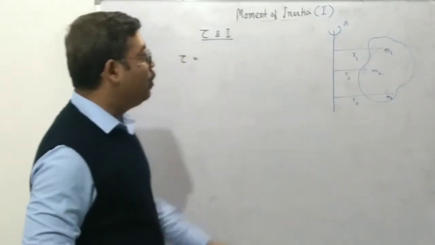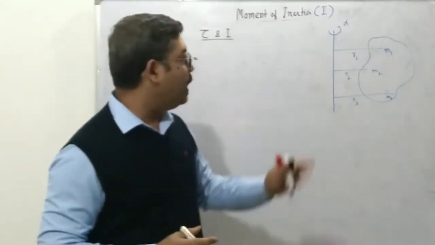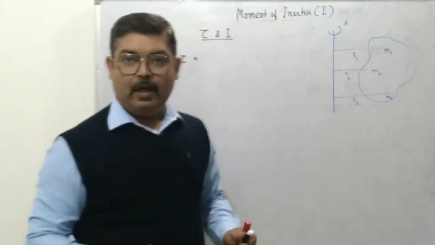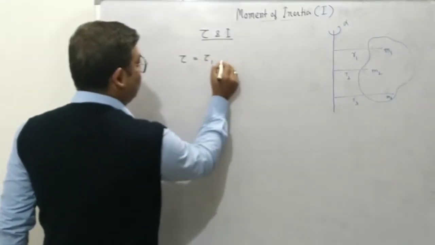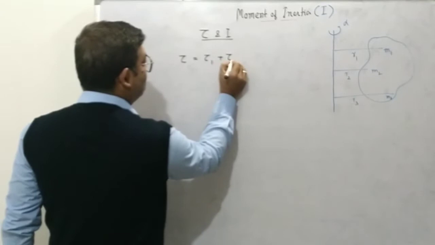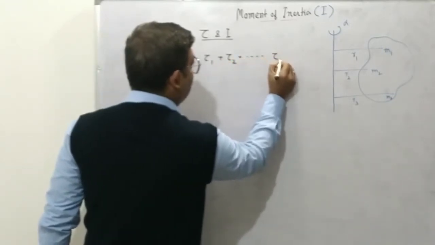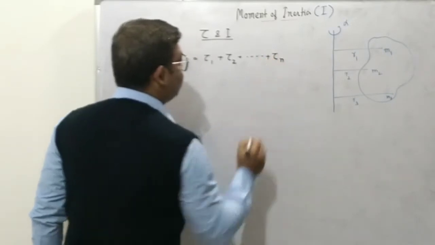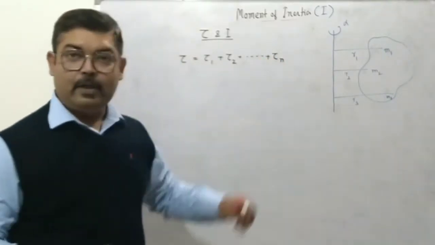will be distributed among each of the particles, because all of them will experience a certain amount of torque, and as a result it will have angular acceleration. So let us say particle 1 has a torque tau 1, second one has torque tau 2, and so on and so forth, and the nth and the last particle experiences a torque of tau n. So net torque will be the sum of all these torques, right?